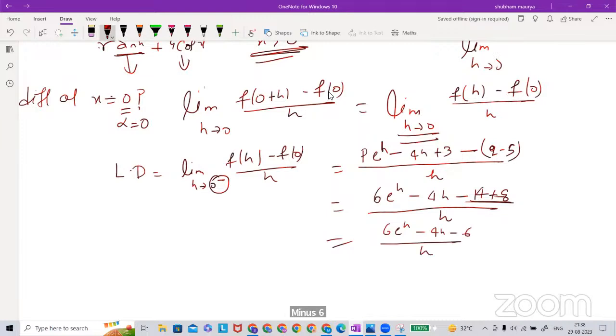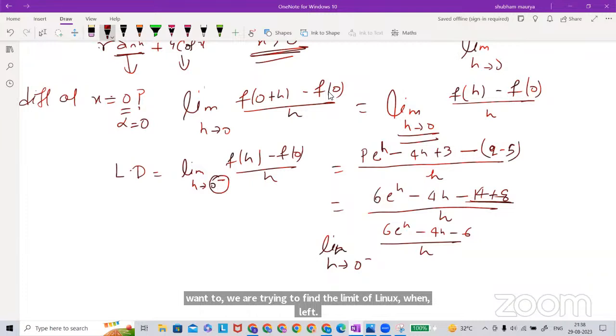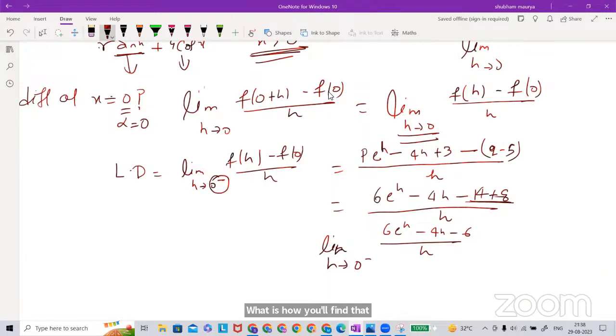Okay. Now we are trying to find the limit, the left limit, when h is approaching 0 from the left. How will we find that? What is the limit here? How will we find the limit here?